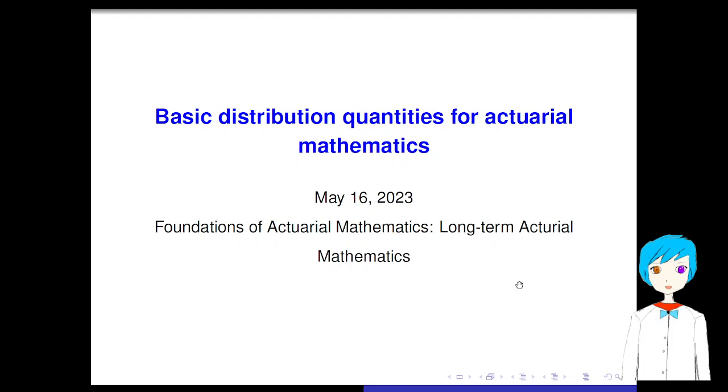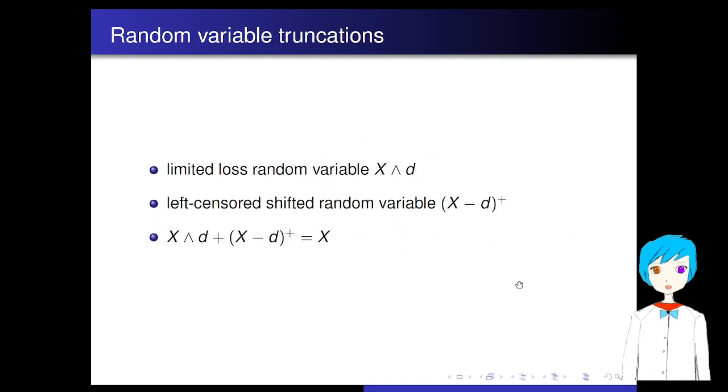Today I would like to give a review of week 7's lectures, Basic Distribution Quantities for Actuarial Mathematics. First, we'll talk about the truncations of random variables. We have the limited loss random variable, which is the smaller of the random variable X and a constant d. We also have the left censored shifted random variable (X minus d)+, used in options. It is the larger of 0 and X minus d. The summation of the limited random variable plus the left censored shifted random variable is X.